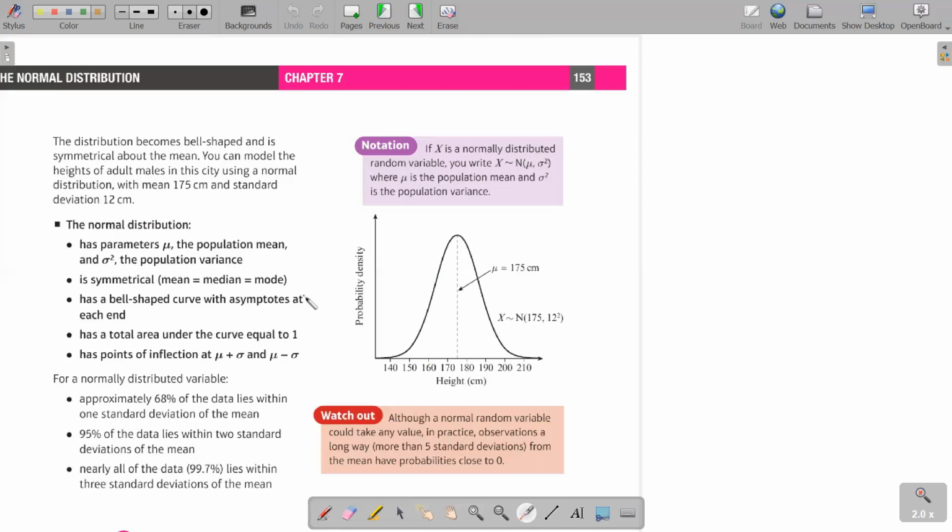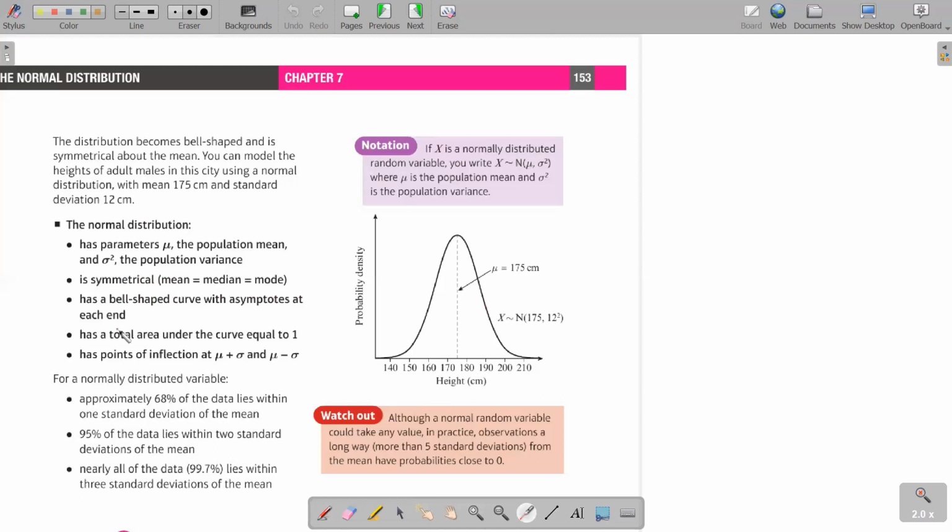Okay, these are really important things here. Look, the normal distribution has the parameter mu. Mu is called the population mean, and sigma squared is the population variance. These are the two main parameters we use in a normal distribution, the mean and the variance. The next important thing about the normal distribution is that it is symmetrical. So what do you mean by symmetrical? A symmetrical graph is one where the mean is equal to the median and equal to the mode. Mean, median, mode, all three are equal. That's called a symmetric graph.